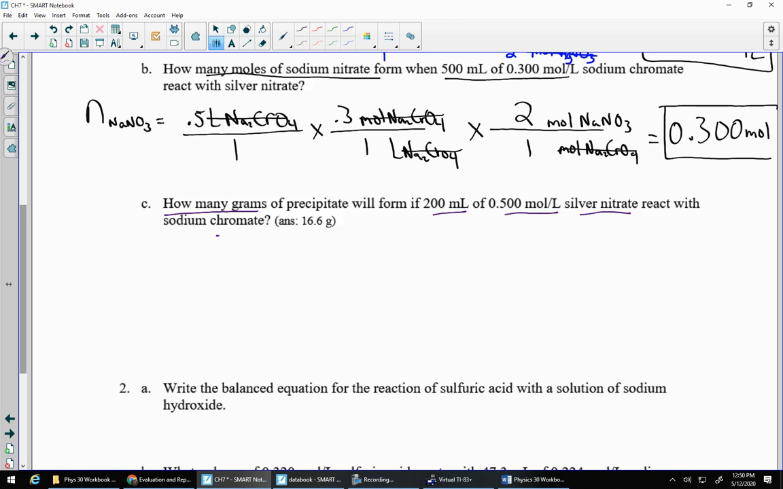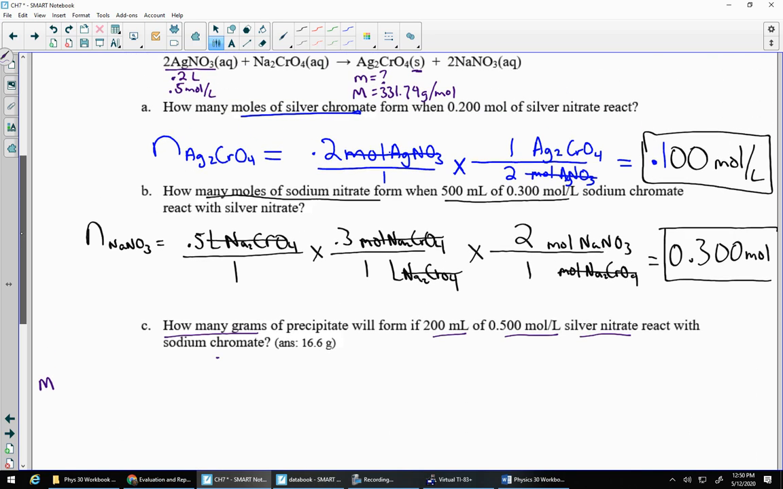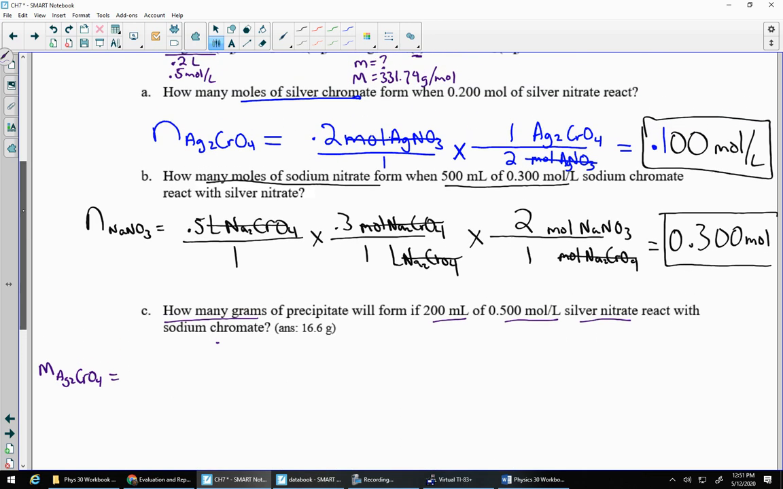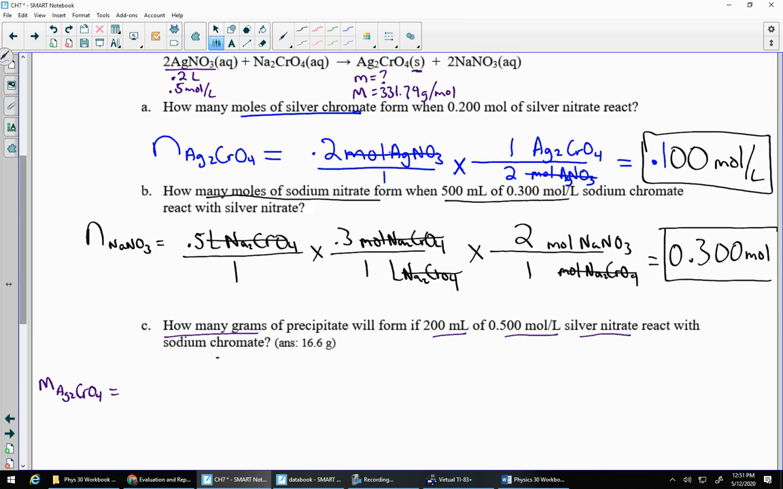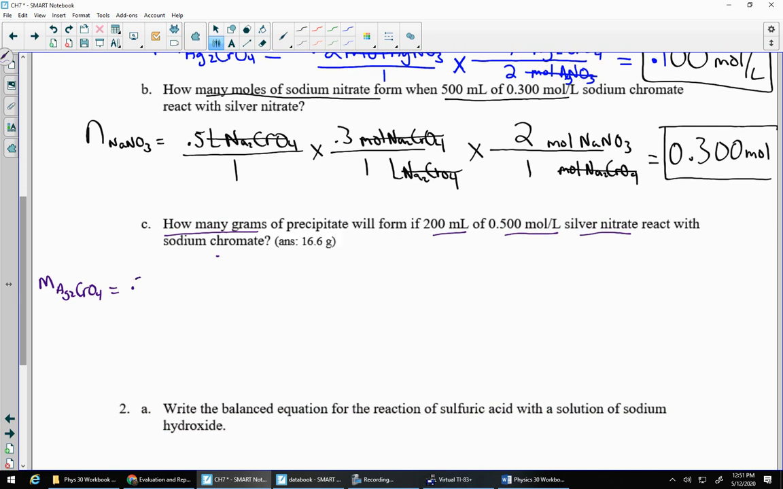So I'm going to start way over on the left-hand side. My mass of precipitate, and the precipitate was silver chromate, Ag2CrO4, is going to be equal to, okay, now I've got to go back. There should be enough information that I can find the moles of something. I think it's actually going to work out to be my silver nitrate. So I'm going to start with my 0.2 liters of silver nitrate, NaNO3. Again, you can put that over 1 if you want to.